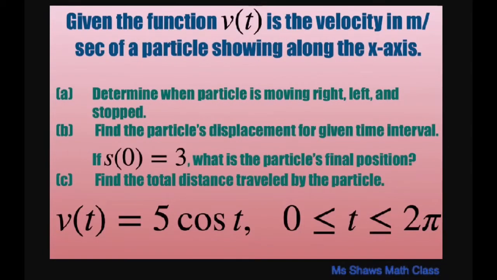Hello everyone. Given the function v of t equals 5 cosine of t is the velocity, in meters per second, of a particle moving along the x-axis, determine when the particle is moving left, right, and stopped, the particle's displacement for the given time interval from 0 to 2 pi, and if s of 0 equals 3, what is the particle's final position? We're also going to find the total distance traveled by the particle.